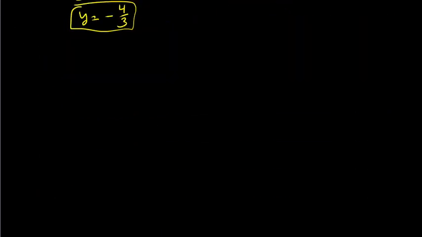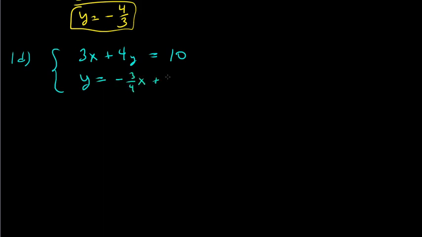Let's go on to part D. Now, again, I'm not going to do all these, but I'm going to keep going in order for the moment. So, number 1, part D, we want to solve 3x plus 4y equals 10. And the bottom equation is y equals negative 3/4 x plus 2. So this is set up perfectly to use the method of substitution. Right?